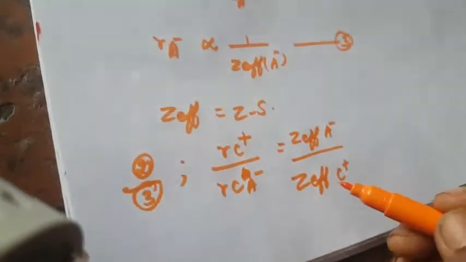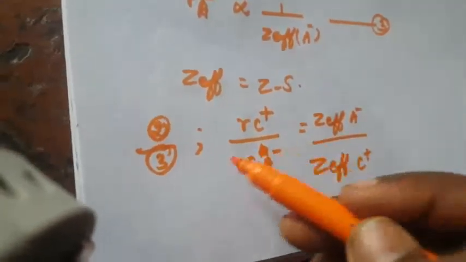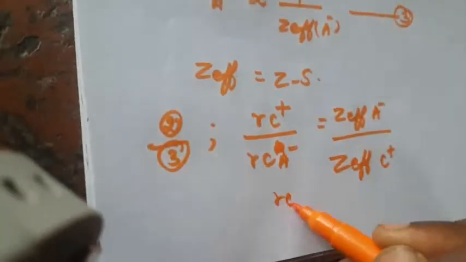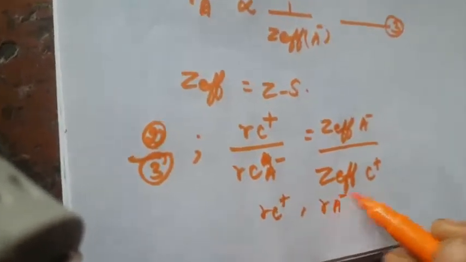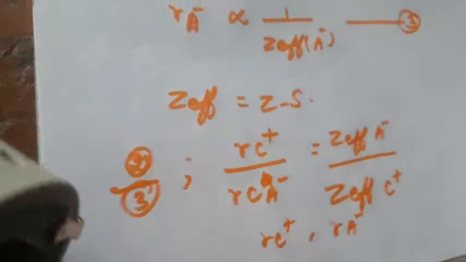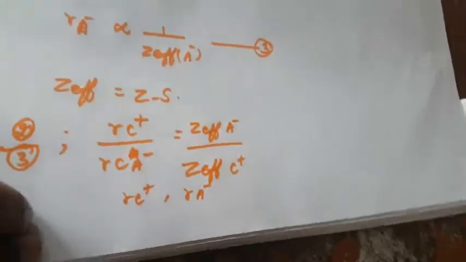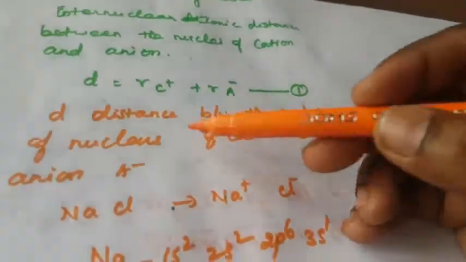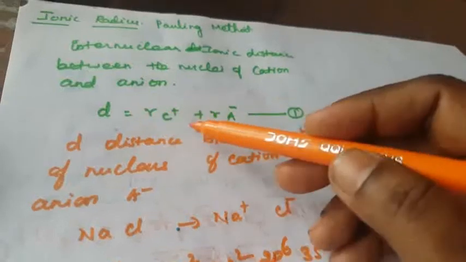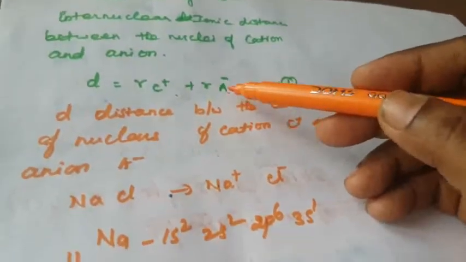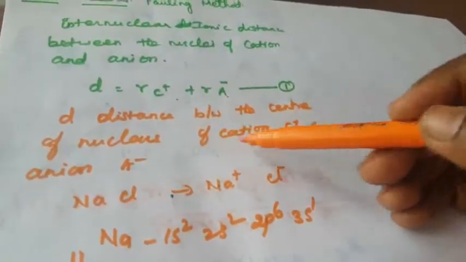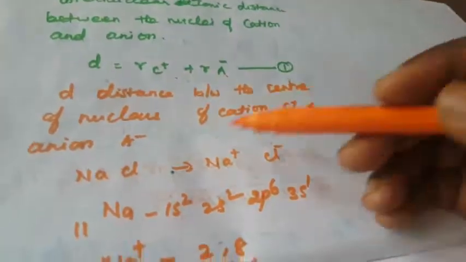Okay, by solving that equation we can easily calculate the radius of cation and the radius of anion. This is the Pauling method, how to calculate the effective nuclear charge. So the first step is to consider the two ionic radii. What is the internuclear distance of the ions? Radius of cation plus radius of anion. D is equal to the internuclear distance between the nuclei of the cation and the anion.